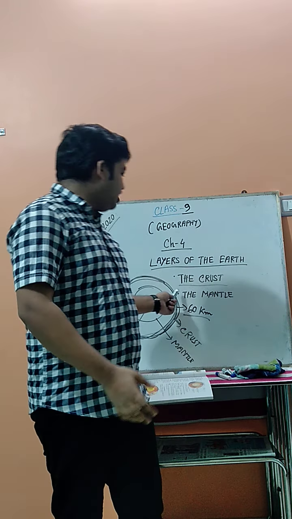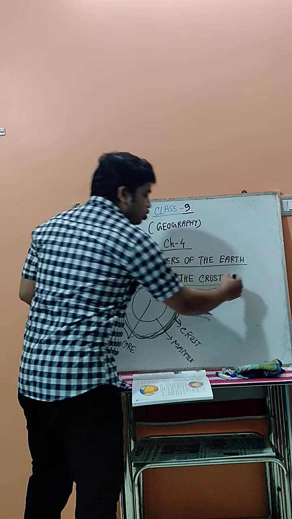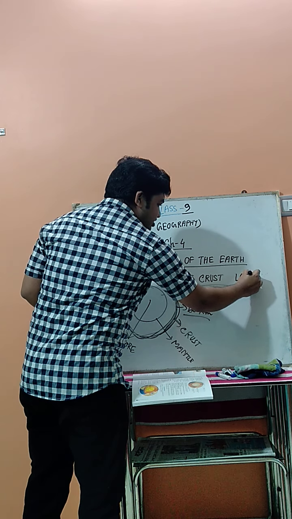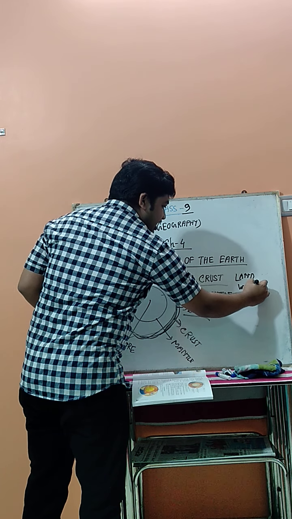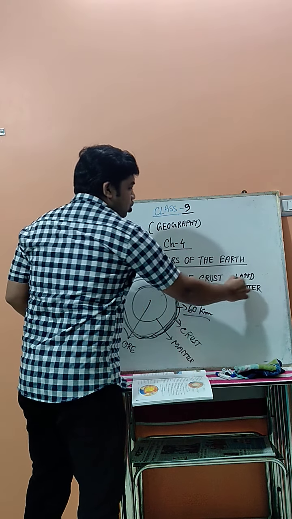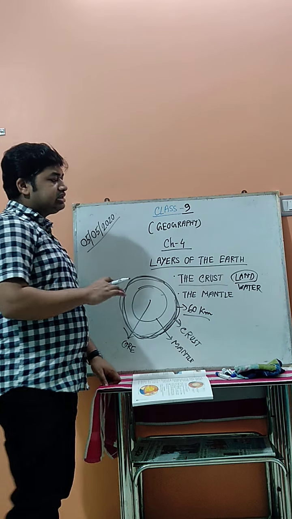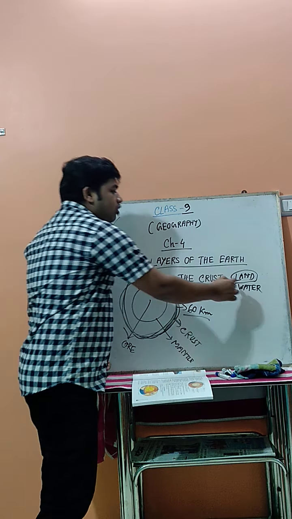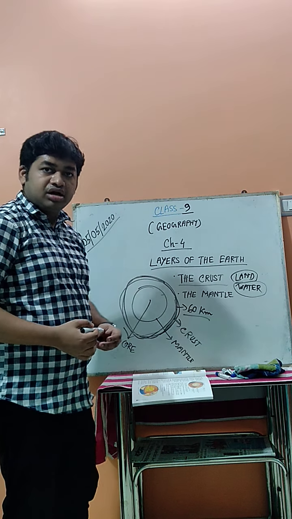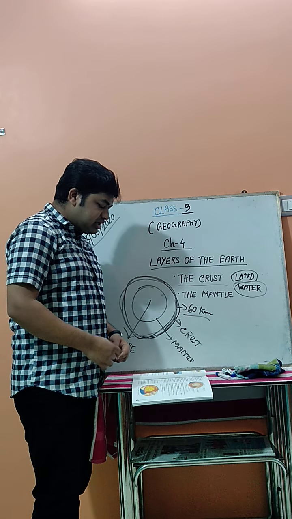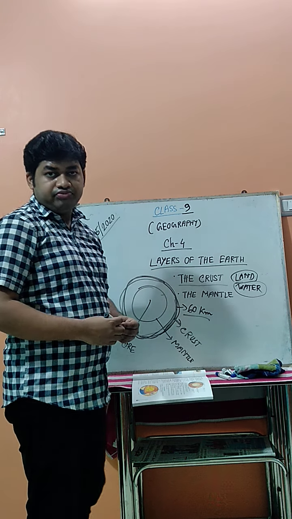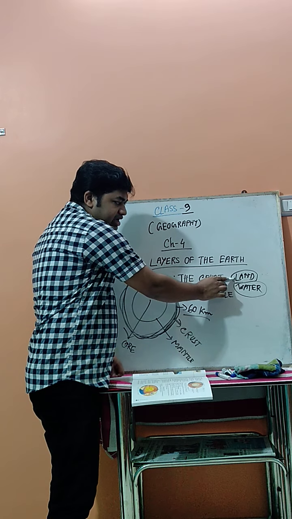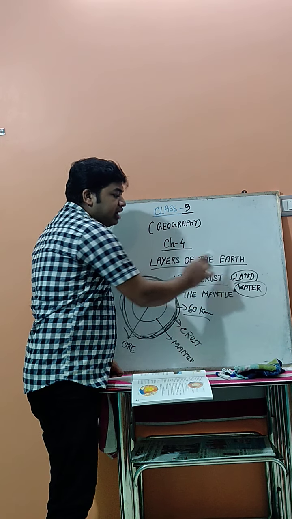So what is the continental crust? Inside the crust region we can see 2 things present. The first one is the landmass, or the land, and the second one is the water body. These landmasses are known as the continental crust and the water bodies are known as the oceanic crust. Now the next point: the crust is comparatively thicker under the continent than under the ocean floor. These landmasses have more thickness than the oceanic floor.